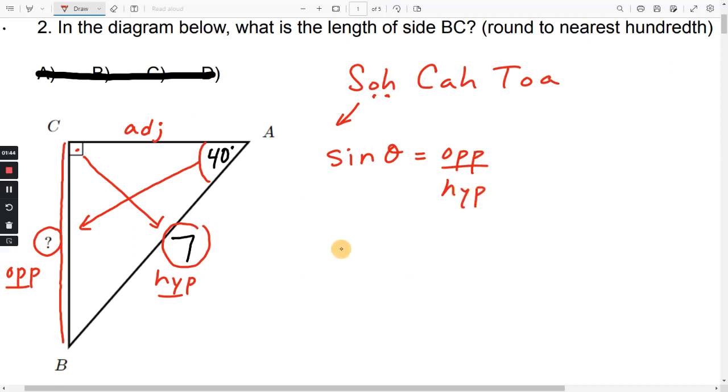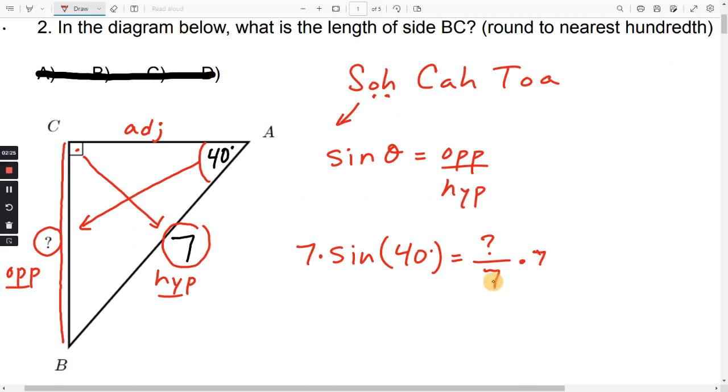Okay, and rewriting, we have the sine, and the angle theta is 40 degrees. And that equals opposite, which we don't have, so I'll just leave it as question mark. You can call it x if you like. The hypotenuse is just 7. Now at this point you can put this over 1 and cross multiply, or since the question mark is divided by 7, the opposite of dividing by 7 is multiplying by 7. Okay, so I could just do that to both sides.